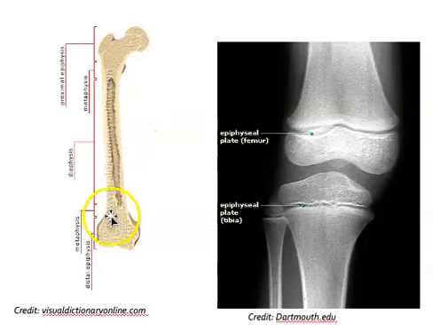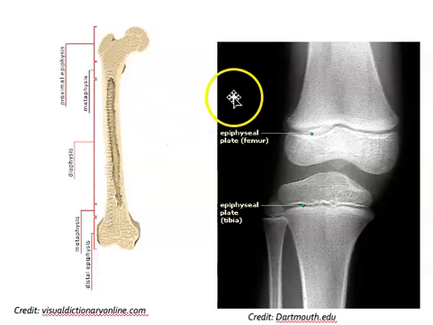Here's the metaphysis on the other end of the bone. There would be another growth plate or line at this end. And then the remaining length of the bone, the shaft of the bone, is the diaphysis. And what sets the diaphysis apart is the medullary cavity. There's cortical bone on the outside, spongy bone underneath, and then a cavity in the middle. Periosteum would be found covering the whole outer surface of this bone, and endosteum lines the medullary cavity.